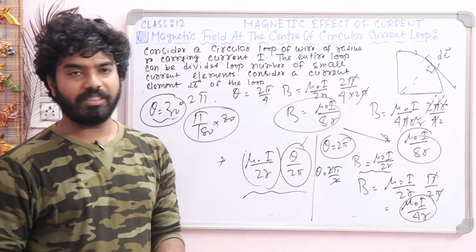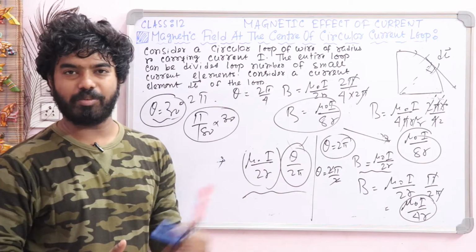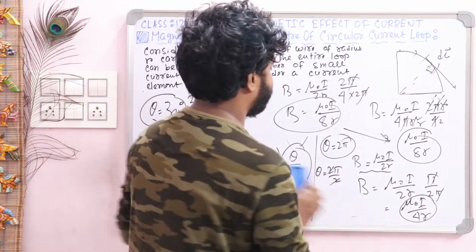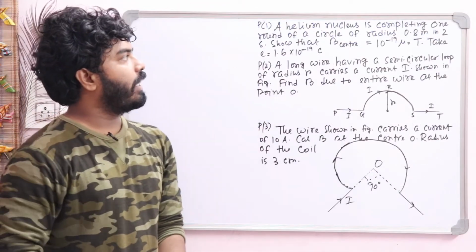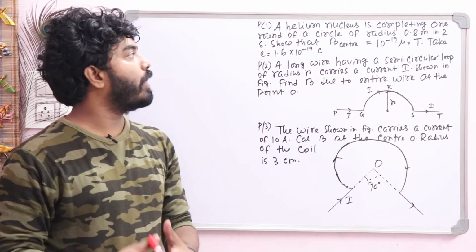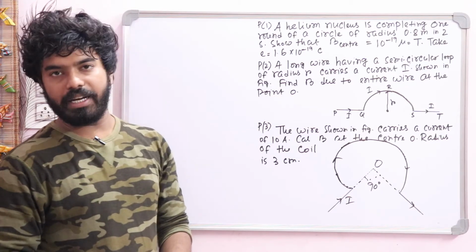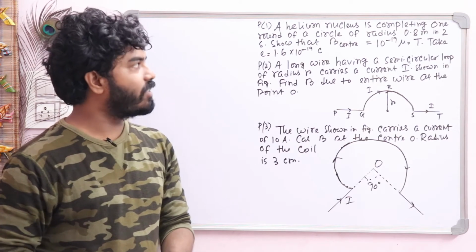Now we will check 2 or 3 numericals related to this problem. Okay, let's go. See problem 1. A helium nucleus is completing one round of a circle of radius 0.8 in 2 seconds.